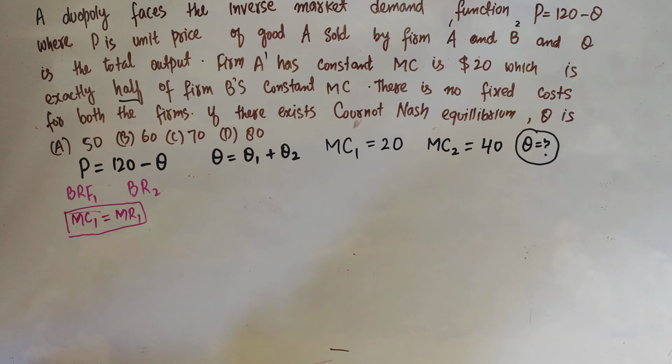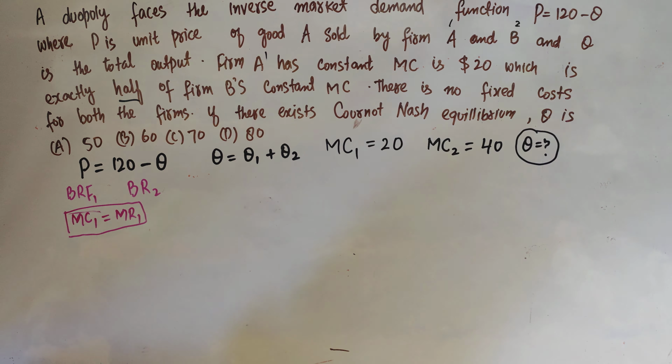Let us first find out the marginal revenue of firm 1. That will be the partial derivative of the total revenue function of firm 1 with respect to output of firm 1. So partially differentiating this function with respect to Q1, derivative of Q1 in the first term is 1, we are left with 120, derivative of Q1 square is 2Q1, and derivative of Q1 in the third term is 1, we are left with Q2. This is the marginal revenue function of firm 1. Marginal cost is given to us as 20.